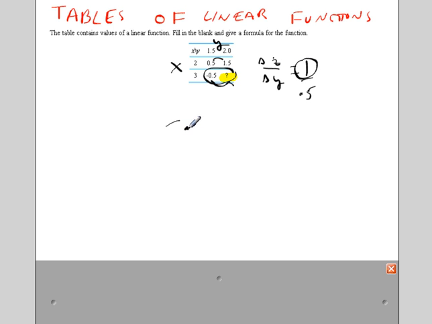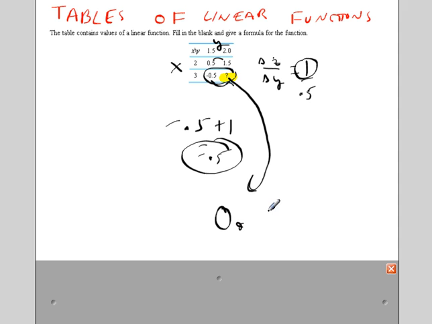So from negative 0.5, if we're increasing by 1, we get to 0.5. So this value here should be 0.5. And if we make it that way, looking at the rows, in both rows we have an increase of 1, and in both columns you'd have a decrease of 1. So both the rows and the columns are acting linearly.